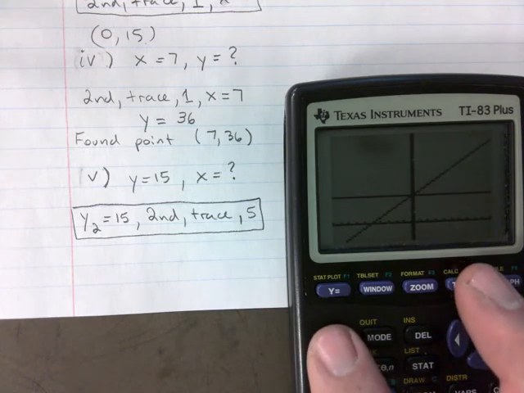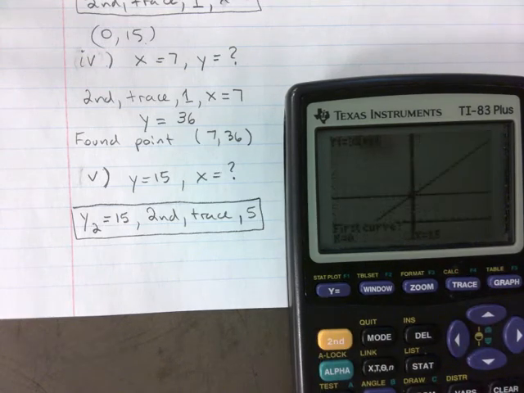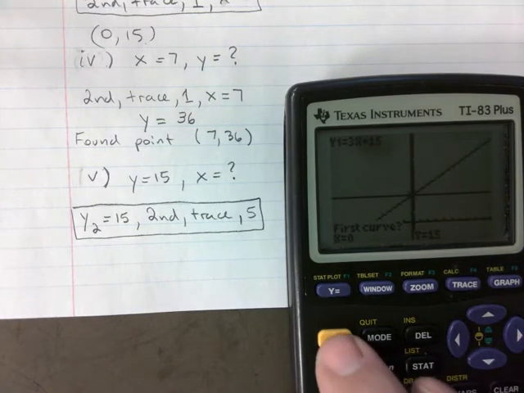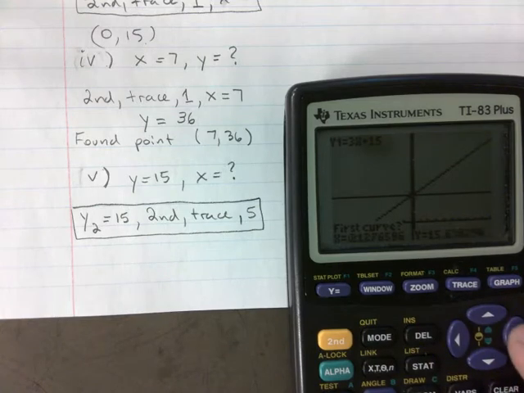We already know that one, don't we? Second trace 5. And before we hit enter 3 times, watch this. Once you press second trace 5, you can go sideways with your arrow and actually travel along the line. Which line are you on right now?